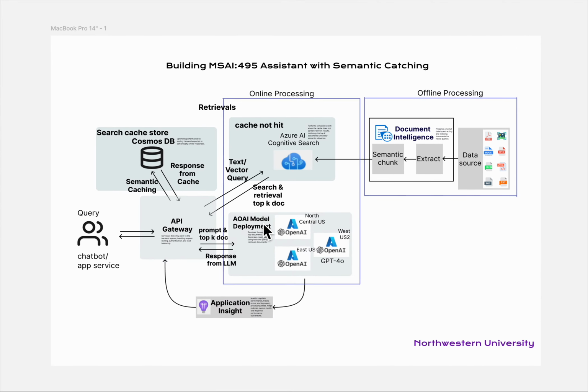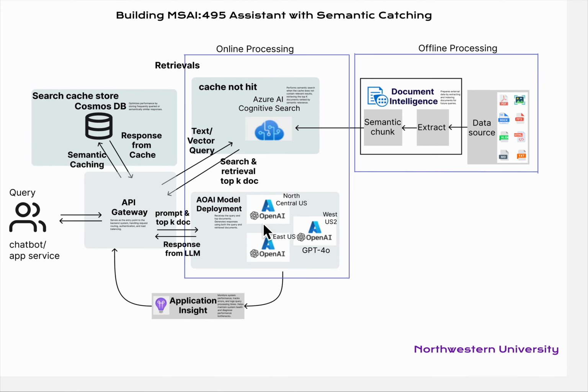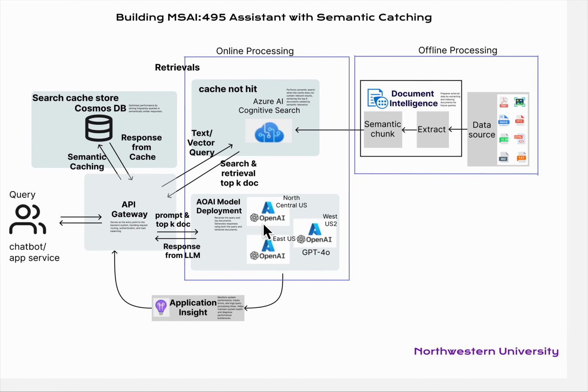To summarize, this architecture integrates semantic caching, online RAG processing, and offline indexing to optimize both performance and scalability. The key AI services we introduced, like Cognitive Search, OpenAI model deployment, Cosmos DB, and Application Insights, are working together to deliver a fast and context-aware assistant experience.